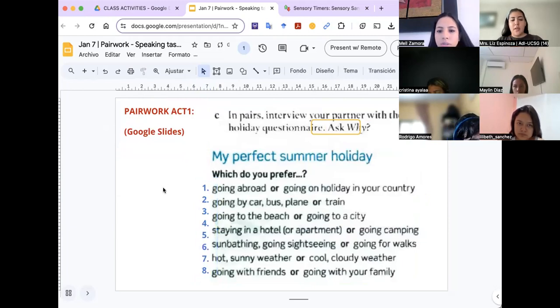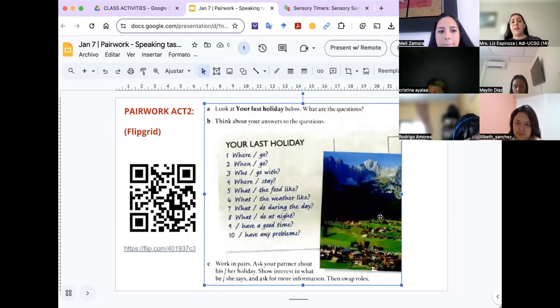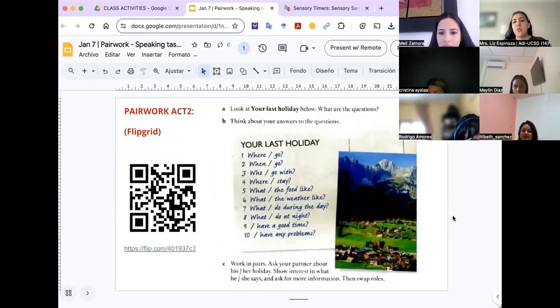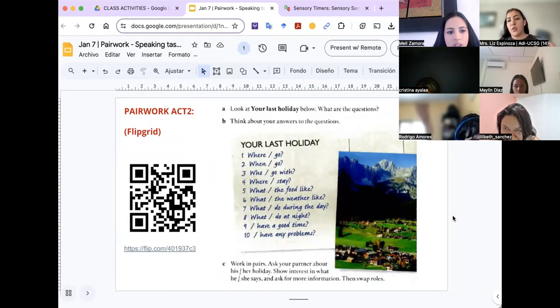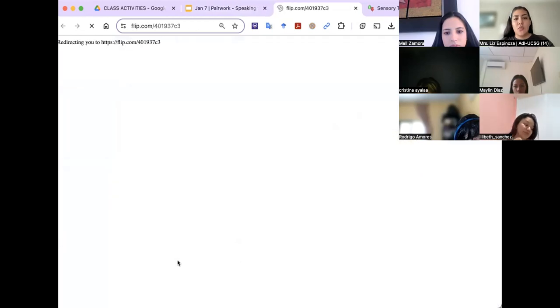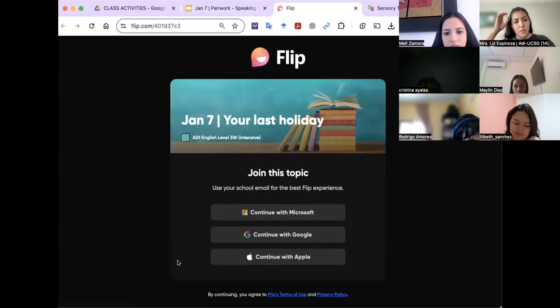Yeah, okay. The next one is a Flipgrid video. You already have used Flipgrid. You know how to use Flipgrid to record the video. If you're working on the computer and you want to record a video on your phone, just scan the QR code and that's it. Or you can click here and you open the activity. Okay?